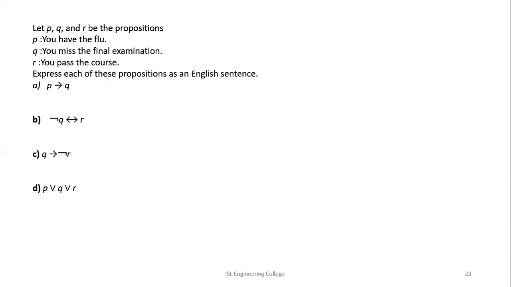Let's look at the next example. In this example, we have been given propositions. We are supposed to write them in English sentences, and we have 3 propositions here. For that, let's begin. The first one is P implies Q. P implies Q can be written as if P then Q. So over here, P is you have the flu. So if you have the flu, then you miss the final exam.